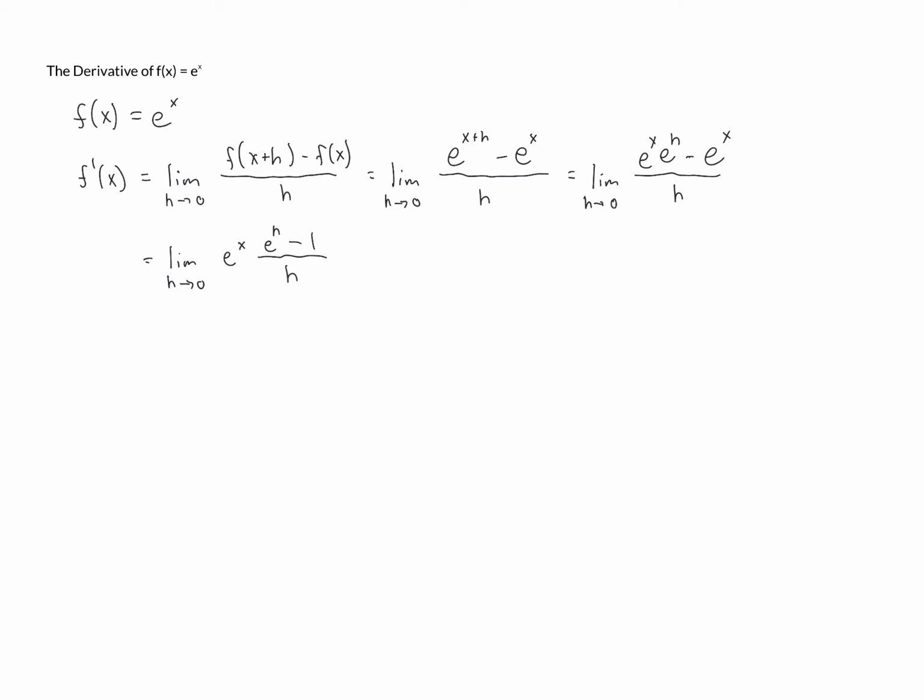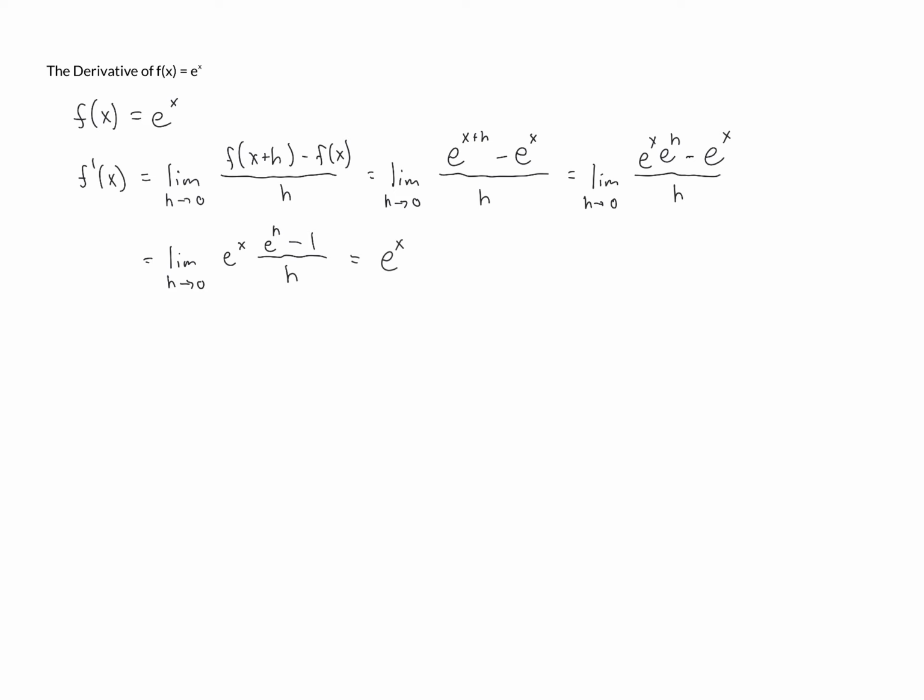And then if we look at this, we are looking at the limit as h approaches 0. So the variable in this limit, the thing that we're looking at changing in this limit, is h. The e to the x out front doesn't have an h in it. So with respect to the variable h, this is effectively a constant, and we can bring it outside the limit.